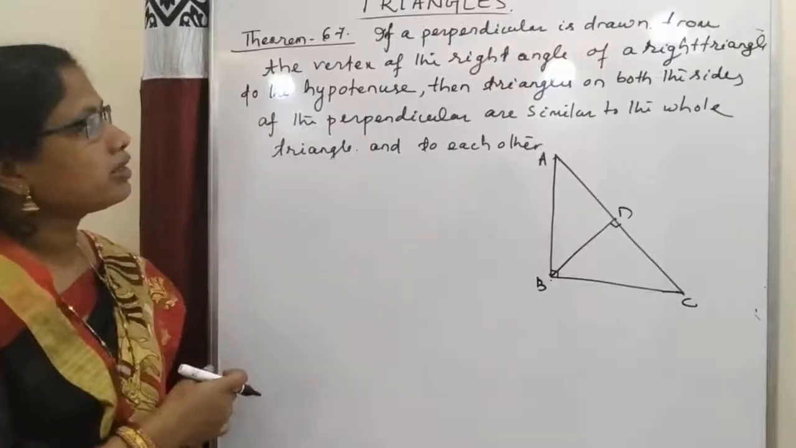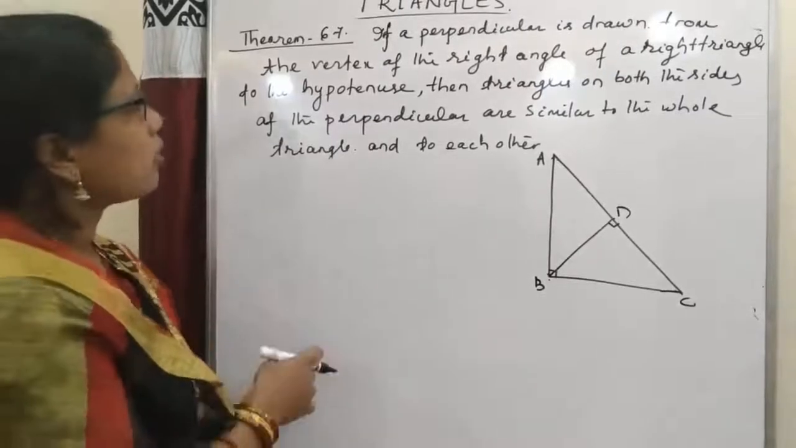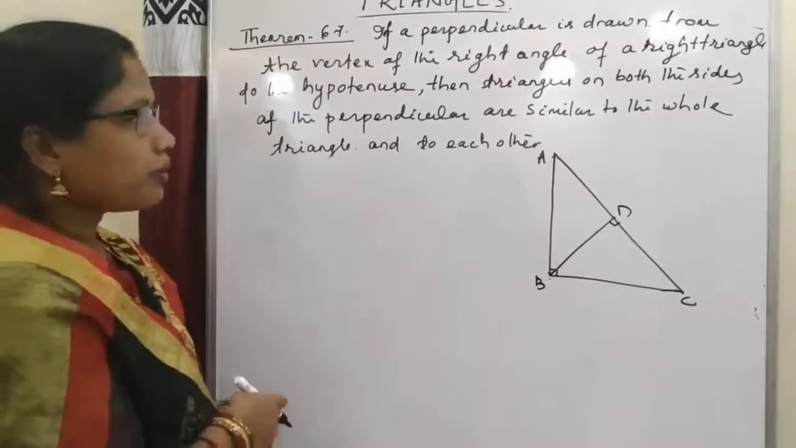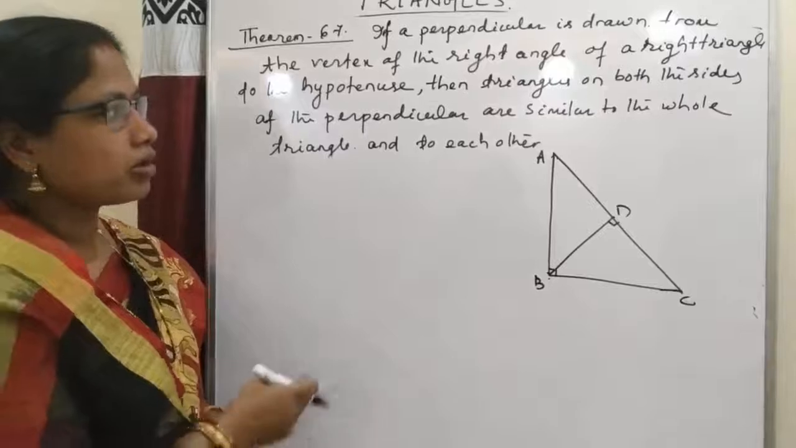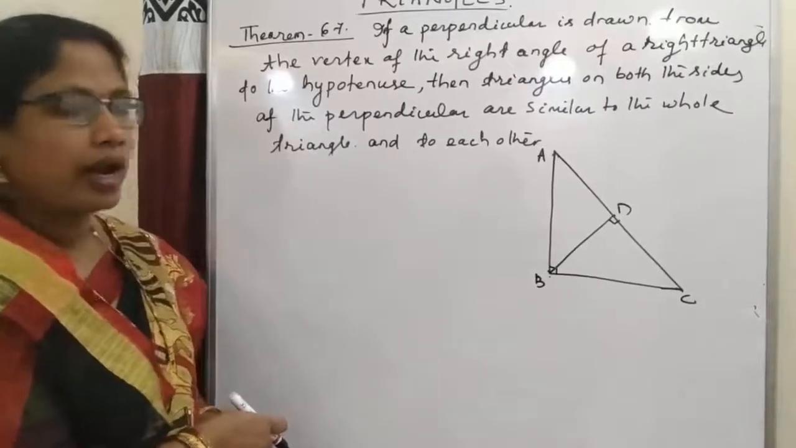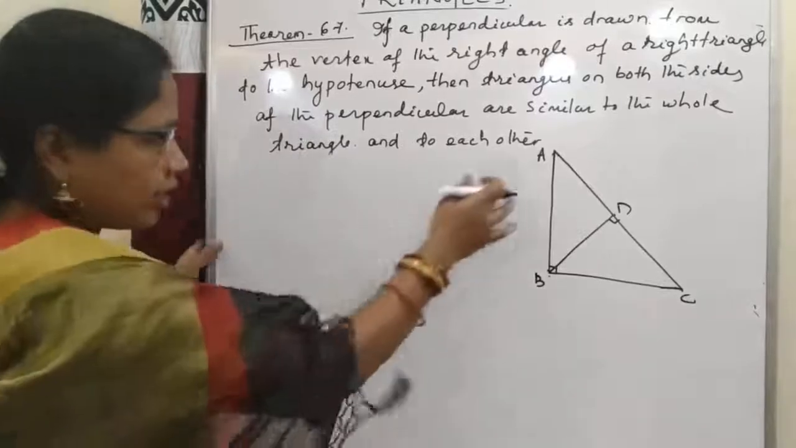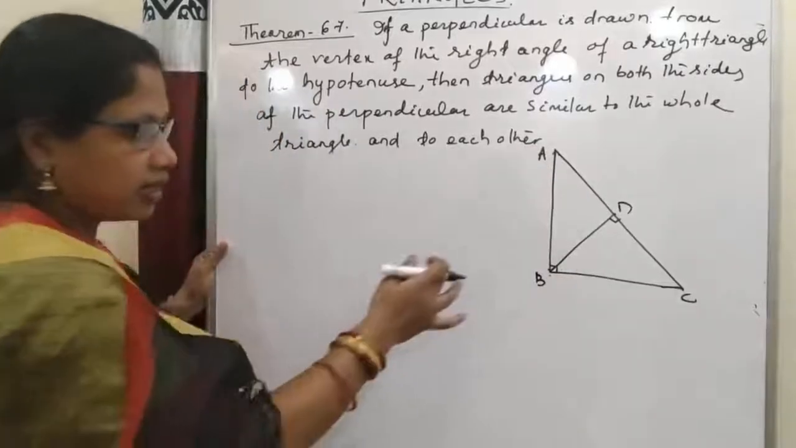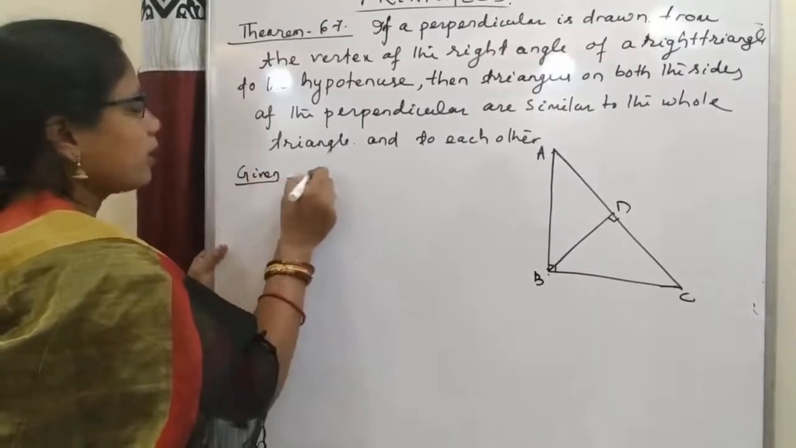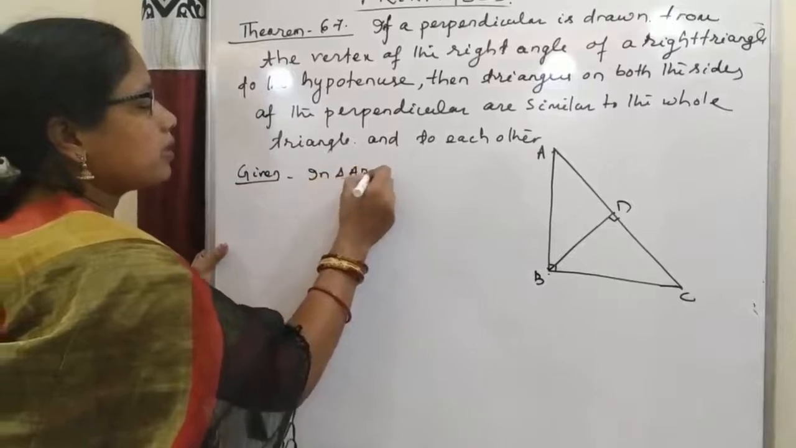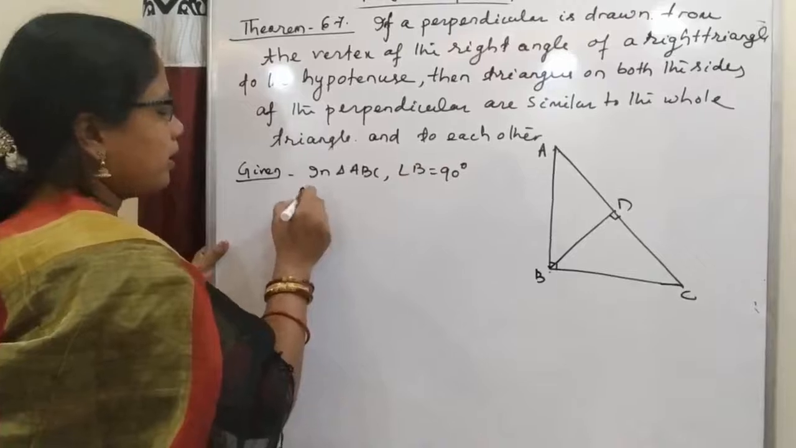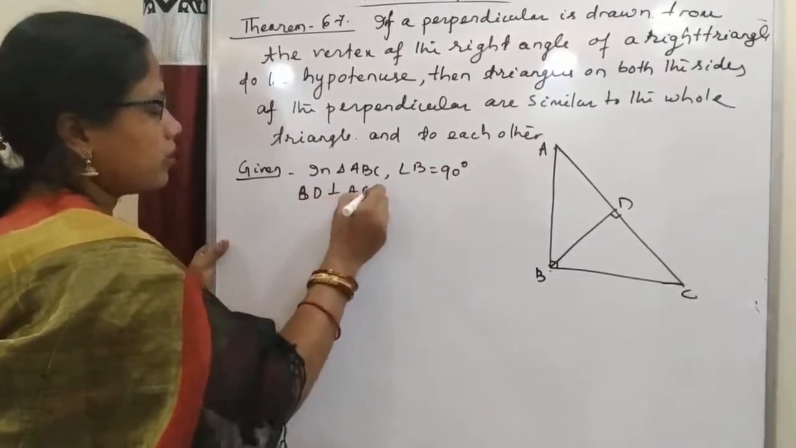The statement is like this: if a perpendicular is drawn from the vertex of the right angle of a right angled triangle to the hypotenuse, then the triangles on both sides of the perpendicular are similar to the whole triangle and to each other. Here triangle ABC is a right angle triangle with right angle at B. So given, in triangle ABC, angle B is equal to 90 degrees and BD is perpendicular to AC.